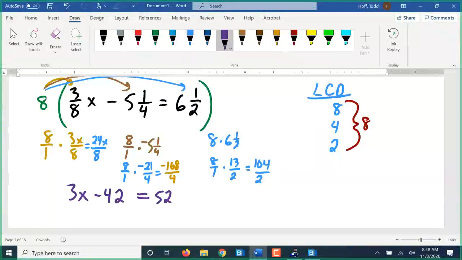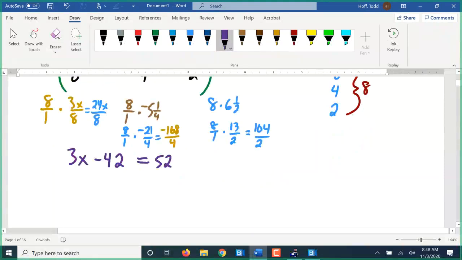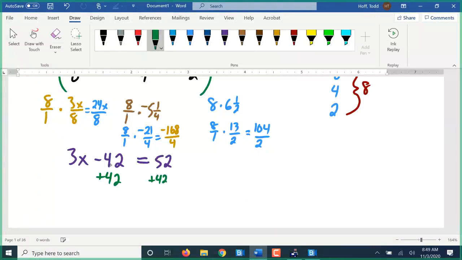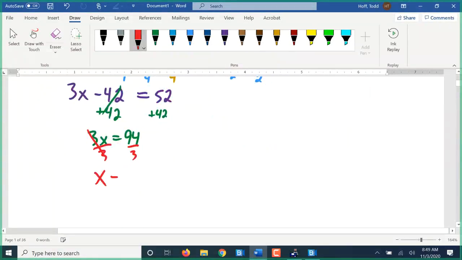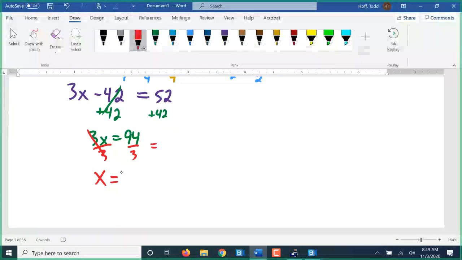And now we can go ahead and solve this equation. We have to add 42. So 3x equals 52 plus 42 is 94. Then we have to divide by 3. X equals 94 divided by 3 is 3.33, or sorry, 31.333333. Or, we treat it as a fraction, 94 over 3 reduces to 31 1/3.